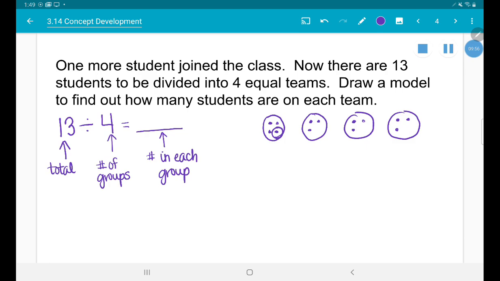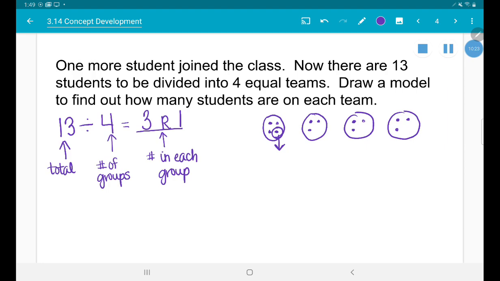Okay, so what are we going to do about that? X it out and then the remainder of 1. Yeah, that one's going to be a remainder. So my answer is 3. I'm going to have 3 students in each group, and a remainder, or a leftover, of 1. So our quotient, or the answer, is 3, and the remainder is 1.